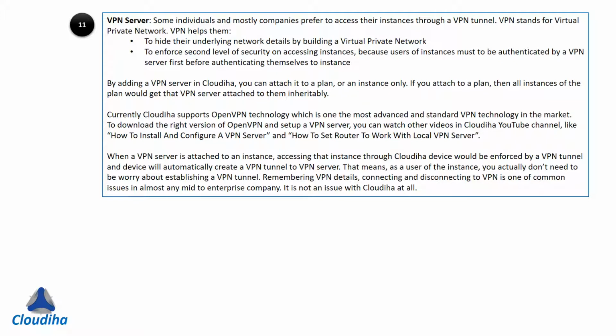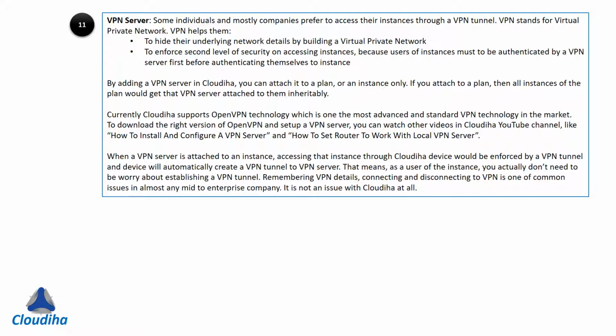VPN server. Some individuals and mostly companies prefer to access their instances through a VPN tunnel. VPN stands for Virtual Private Network, and helps them to hide their underlying network details by building a virtual private network. It enforces a second level of security on accessing instances, because users of an instance must be authenticated by a VPN server first, before authenticating themselves to the instance itself.